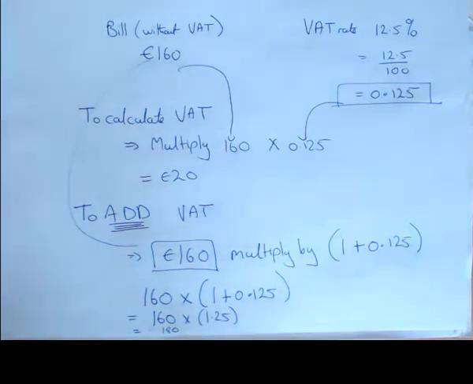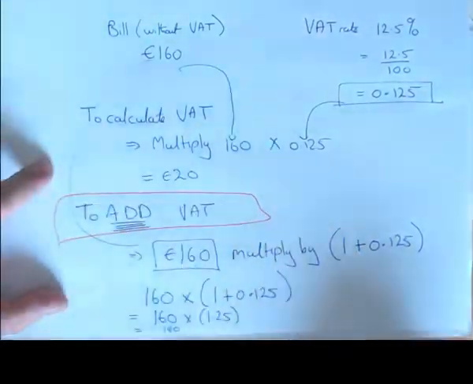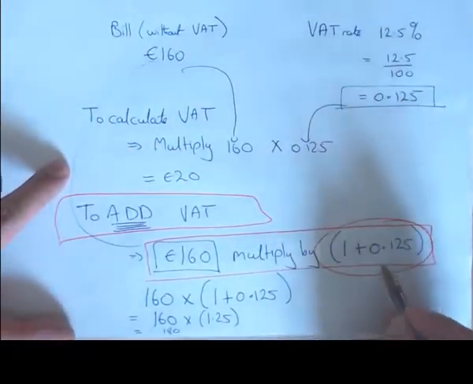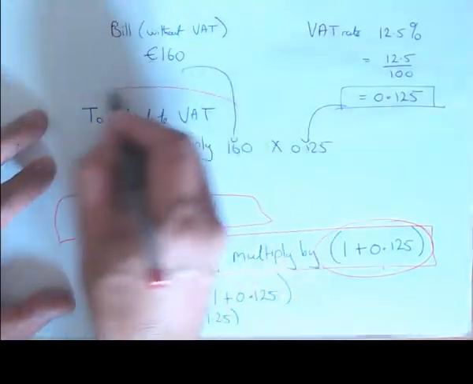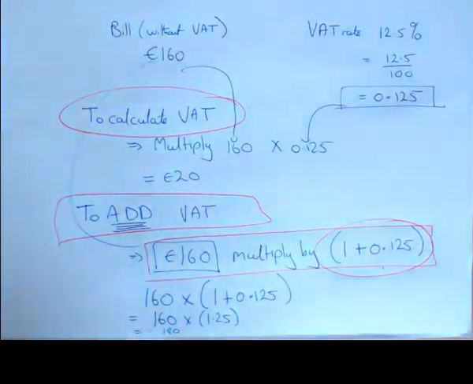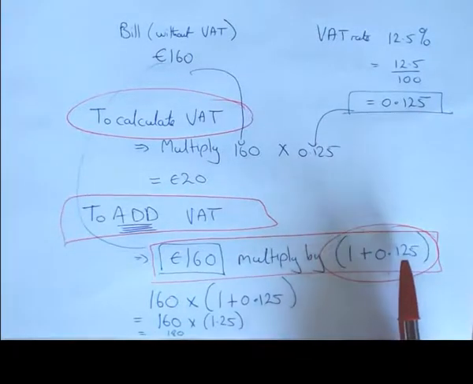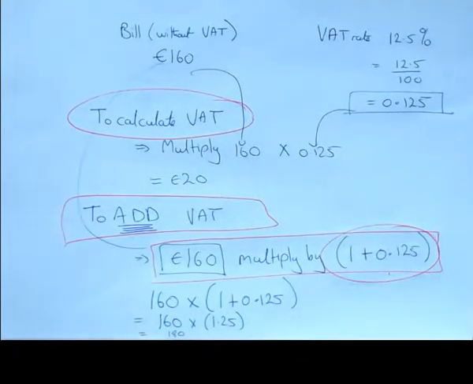So this is a slightly different way. This is the secondary school way of working out how to add VAT. Be very careful what we are talking about here. We are talking about adding VAT. If we're adding VAT, we multiply by 1 plus 0.125. If we are just calculating the VAT, if we only want the VAT, we multiply by 0.125. To add VAT, we multiply by 1.125.